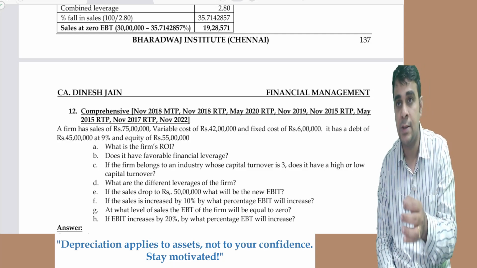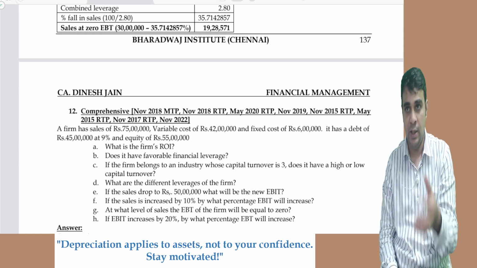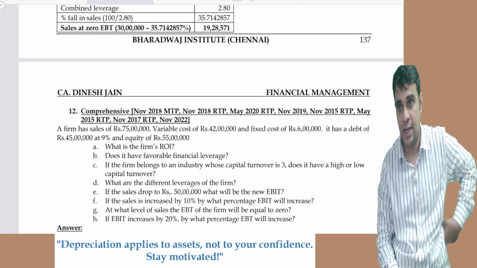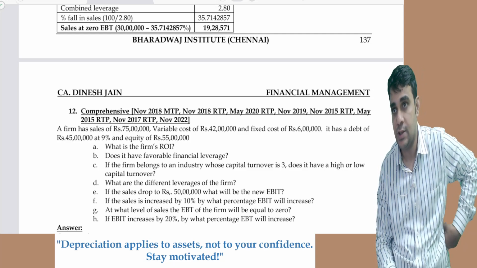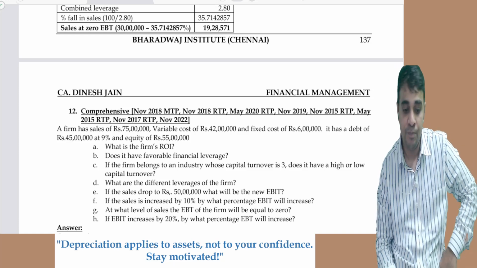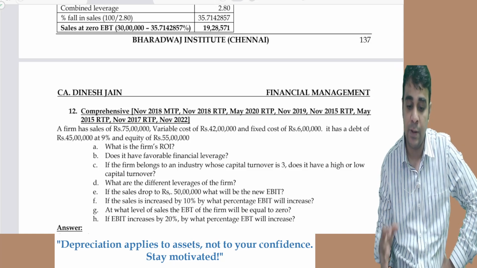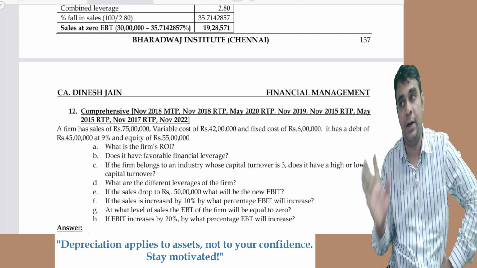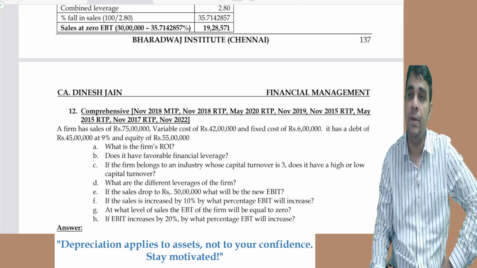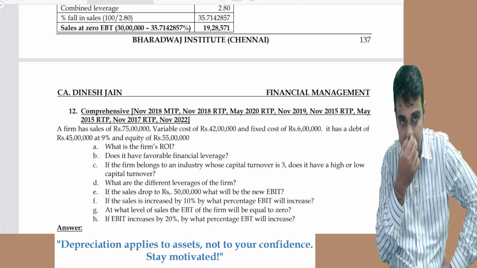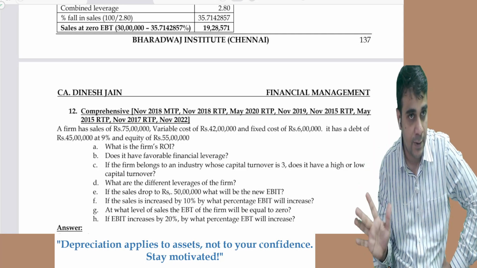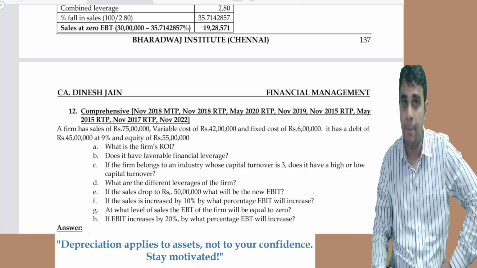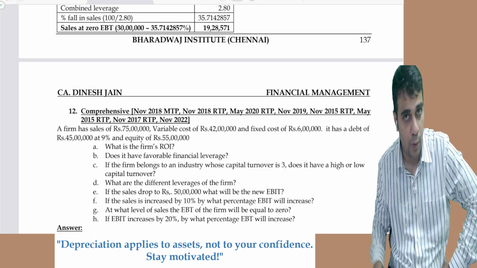The percentage drop in sales into the operating leverage is the percentage drop in EBIT. Then if sales is increased by 10%, percentage increase in EBIT is equal to percentage increase in sales into the operating leverage. At what level of sales will EBT become 0? You will do the combined leverage answer. EBT goes down by 100%. Sales will go down by 100 divided by the combined leverage. Increase the number of decimals to avoid rounding off.